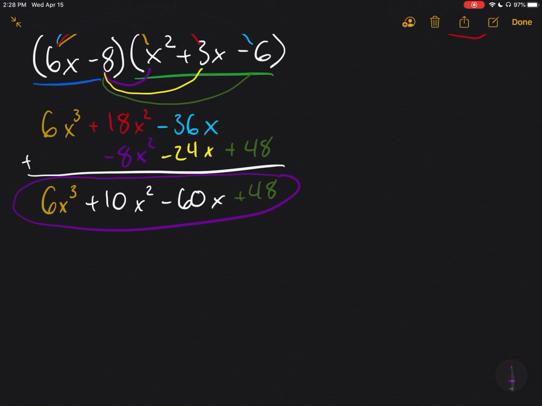And so you'll notice that our degree of x went up by 1 from our largest previously being x squared. Hopefully you'll also notice that it is in standard form. So we've got x cubed, then x squared, then x, then our constant term. And if we wanted to look at the degree, this would be a third degree function with a leading coefficient of 6. So just a little recall memory there. Okay.